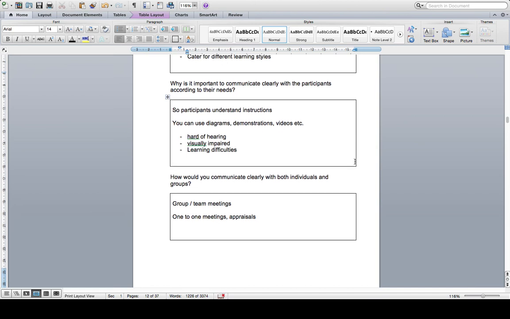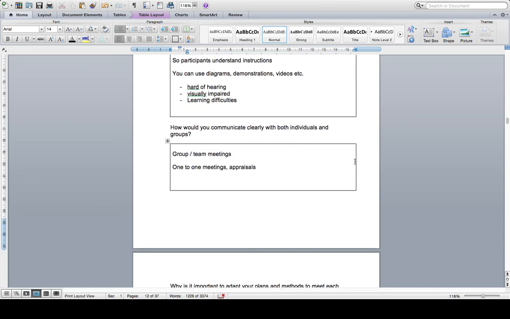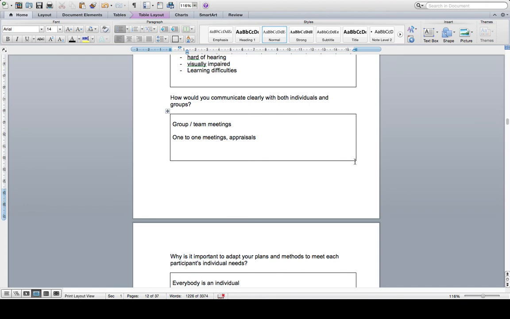So, if we move on to our next question here, we've got, how would you communicate clearly with both individuals and groups? Obviously you may have different methods between those two areas. Now, one method which you could use for groups, and which seems to be quite successful, one that I use a lot in my day-to-day job, is team meetings. You get everyone together. You can either sit them around a table, or get them on the pitch, or in the gym, or wherever, and sit them down. And you can communicate clearly what you're trying to get across, whether it be techniques, skills, tactics, anything like that. So that's how you could communicate with a group.